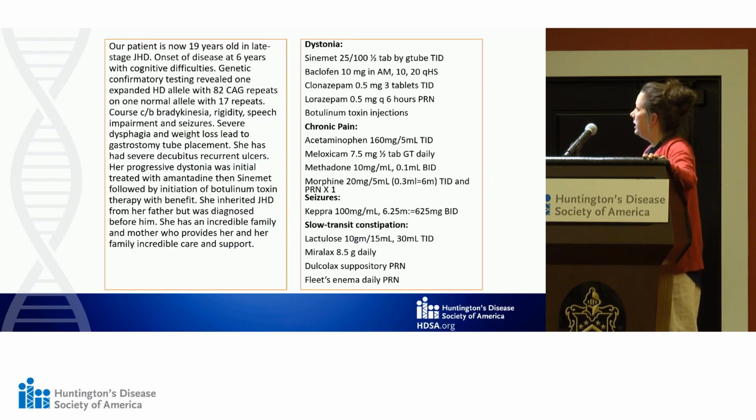This is an example of a 19-year-old who has late stage. She got the disease at 6 years of age, and she has 82 CAG repeats. She's had bradykinesia, rigidity, impaired speech, and seizures. She had a G-tube placed because she was not able to keep up with her nutritional needs. Her course was complicated by skin breakdown, which healed. She was getting Botox for tightness and stiffness. She has an incredible family, but this was her list of medications.